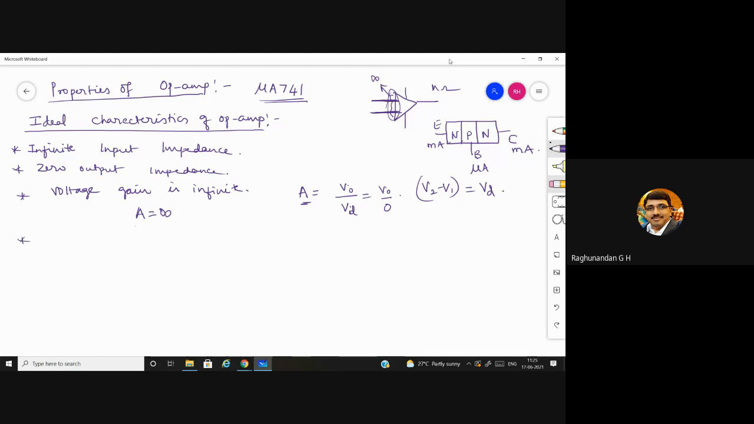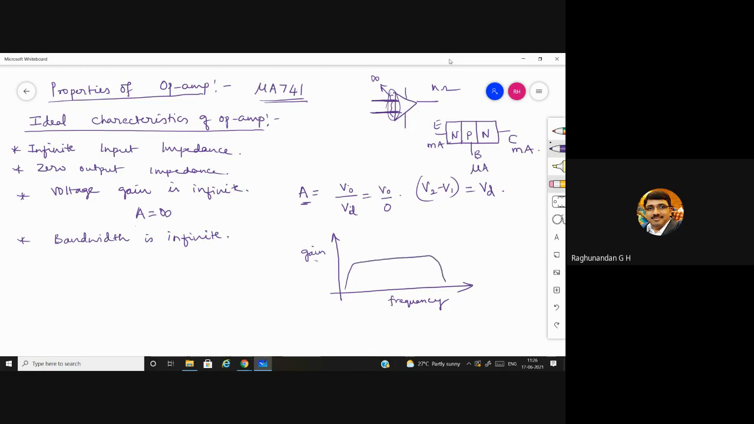Next, after that, bandwidth. So bandwidth is infinite. Bandwidth basically means a range of frequency over which the output is maximum. For better understanding, there is a graph. We call it a frequency response curve, which is plotted as gain versus frequency. We'll get a graph like this.